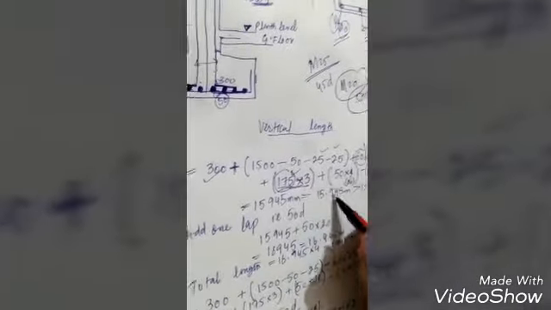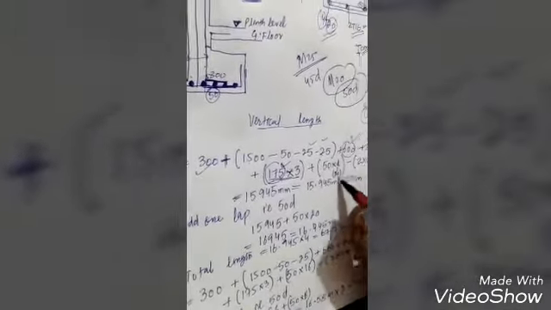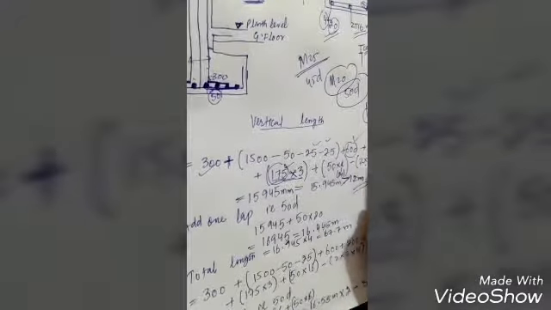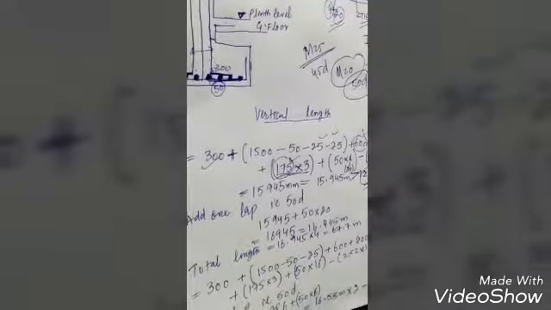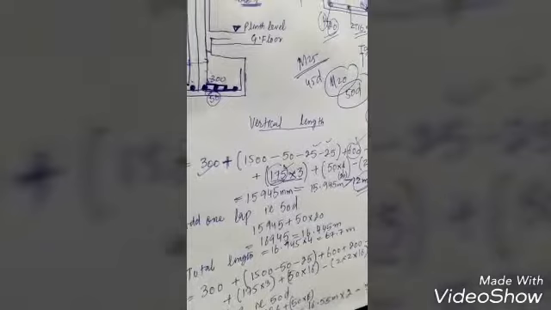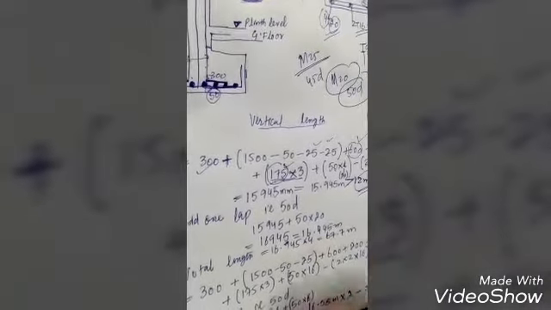That is 15.945 meter, which is greater than 12 meter. So if the total length is greater than 12 meter, what we do, we go for lap. I will tell you something interesting about lap.